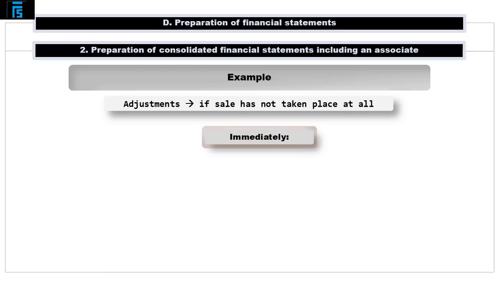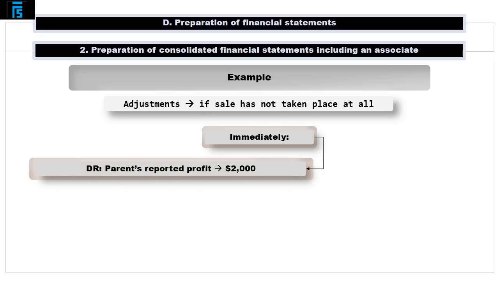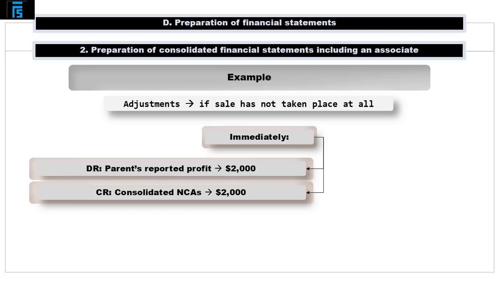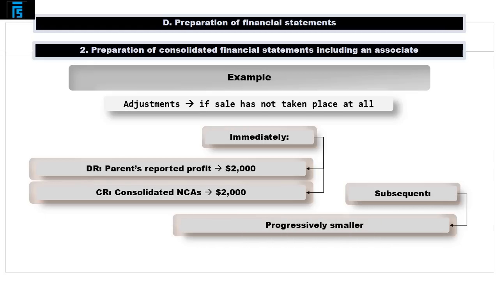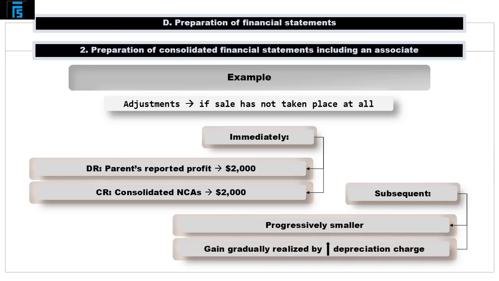Immediately after the transfer, this is achieved by means of a debit of €2,000 to the parent's reported profit and a corresponding credit to consolidated non-current assets. Following the first year, however, the adjustments required become progressively smaller, as the gain generated upon the sale by the parent is gradually realized by the higher depreciation charges booked by the subsidiary, which are based on a carrying amount that includes the intra-group profit element.